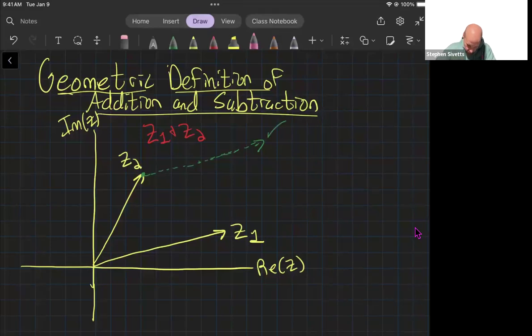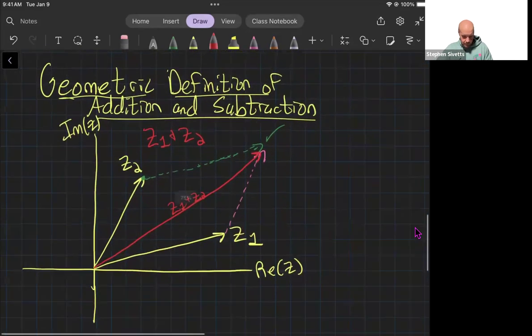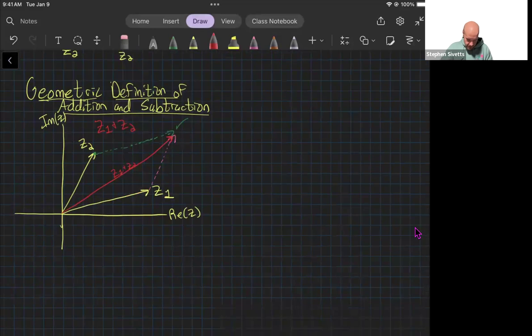And also we want to draw the vector that's parallel to z2, right? And then the vector z1 plus z2 would be this vector, right in the middle. So z1 plus z2, okay? So that'll be that vector. And then, so this is for addition.